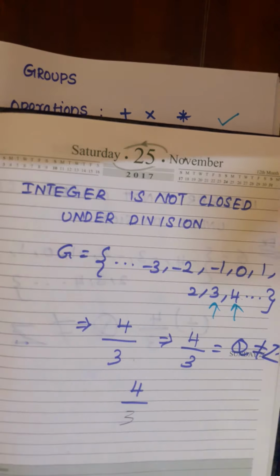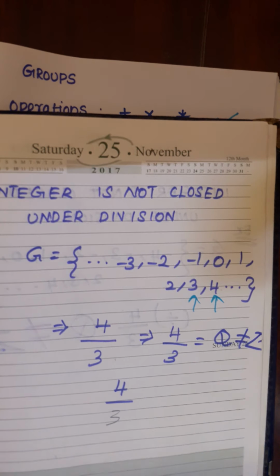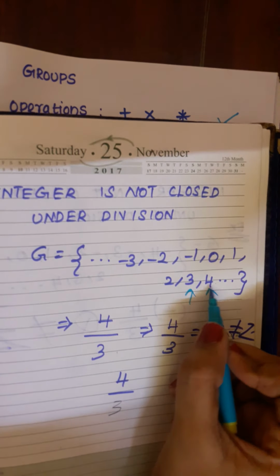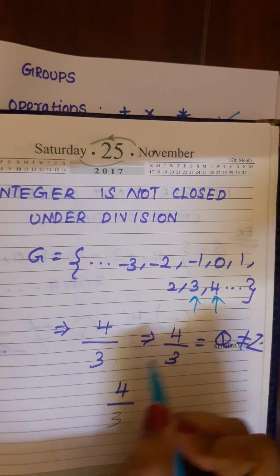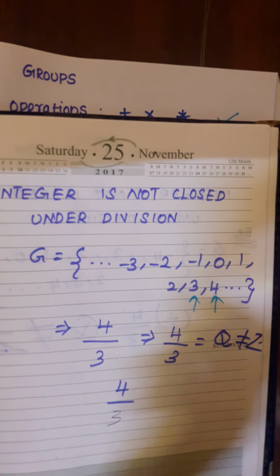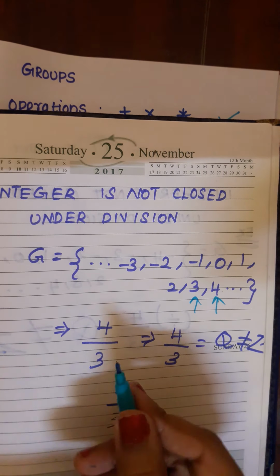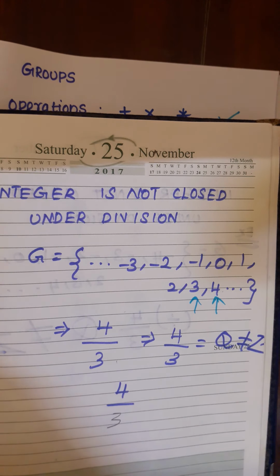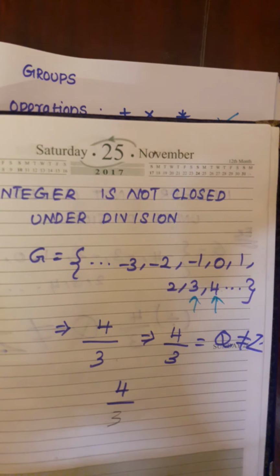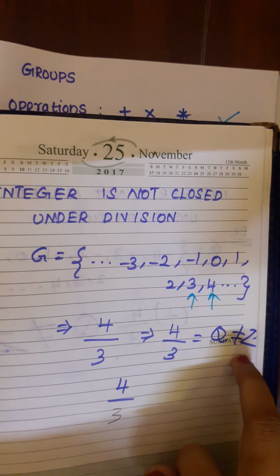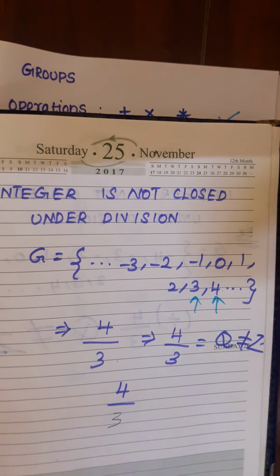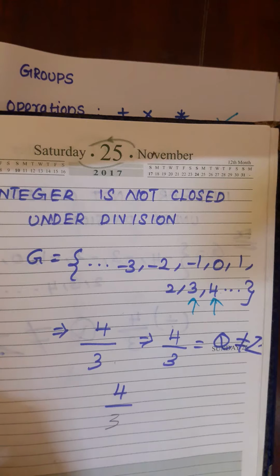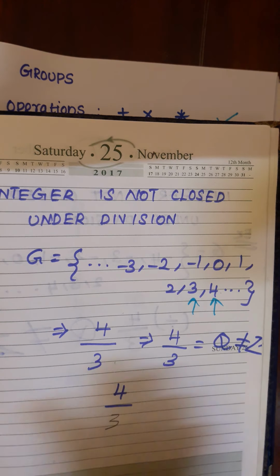Integers are not closed under division. I'll explain how. Again I'm taking the same set. I'm going to take 4 and 3. 4 is the numerator and 3 is the denominator. I'm getting the answer in rational form, or else if you divide 4 by 3 you'll get the answer in the form of a decimal, which is not correct. So here we are seeing the contradiction because our answer should be an integer. You are getting the answer in the form of a rational, which is wrong. So this way we can prove integers are not closed under division.